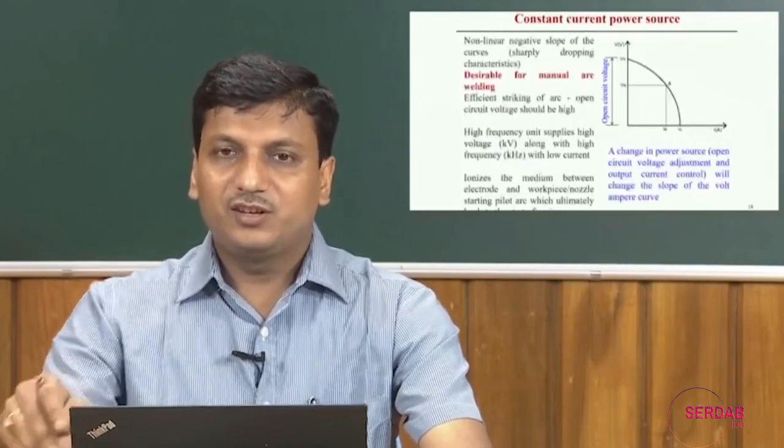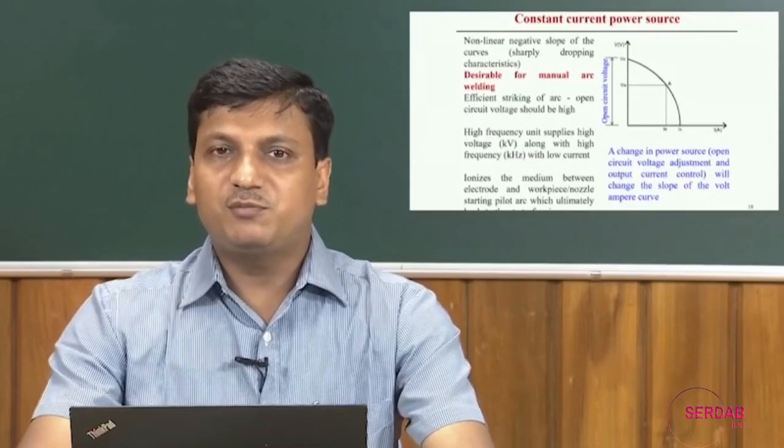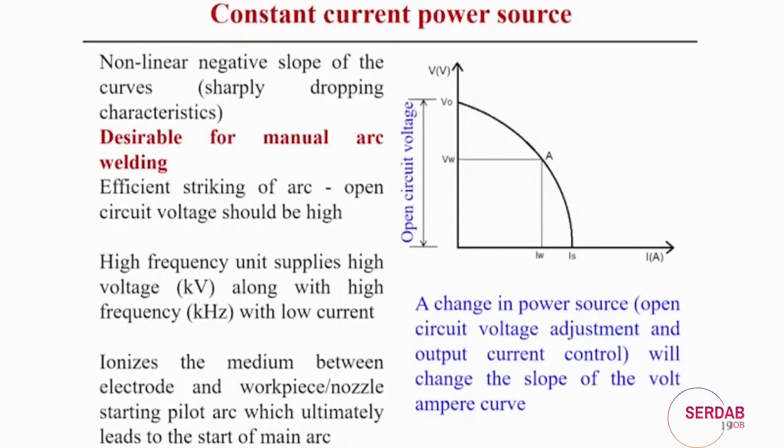So, if you look at the other type of power source, that is the constant current power source. In this case, we can see from the figure that the relation between the voltage and current can be represented like that.